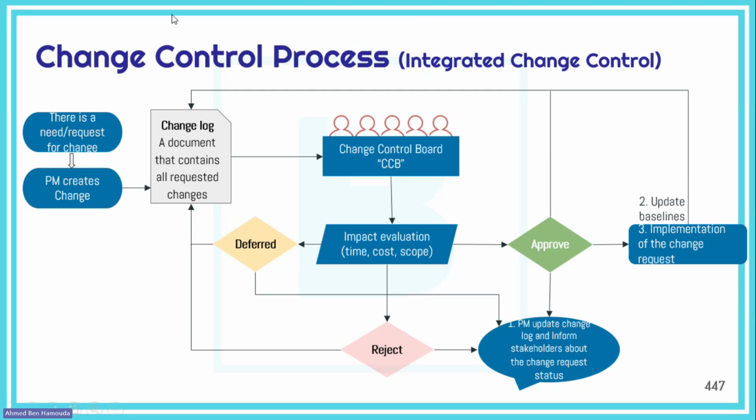Once the project manager creates the change request, the first thing they need to do is to log it in the change log, which is a document that contains the list of all the change requests that were raised during the project and the status of each one of them. Once that's done, the project manager can proceed with submitting or presenting the change request to the change control board, the CCB.